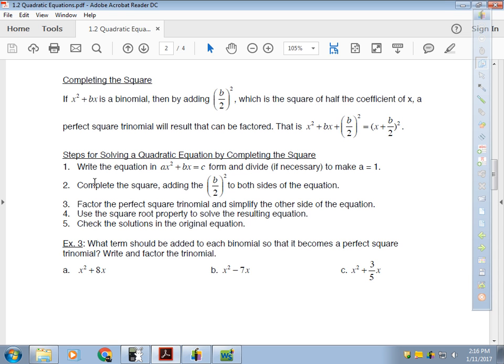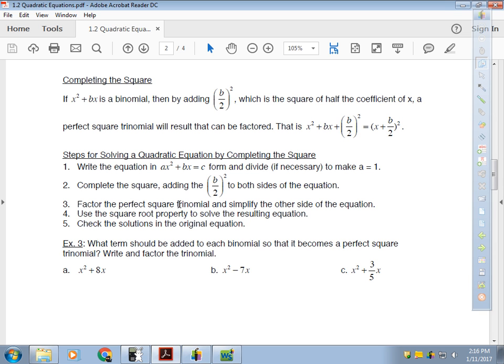Once we've done that, the next step is we complete the square, meaning we add this term, b over 2 squared, to both sides of the equation. We have to add it to both sides so that we maintain the validity of the equation, that it's still equal.